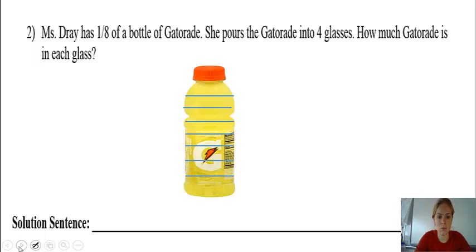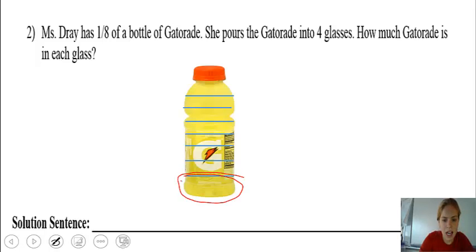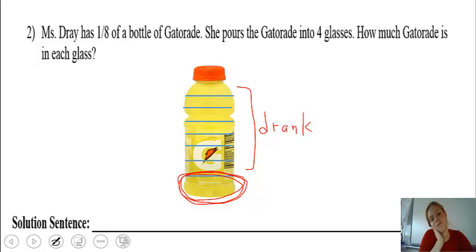Okay. I actually have a Gatorade that's split up into 8 pieces. So really the only amount of Gatorade that I have left is this very bottom 1/8. So I've actually drank all of this. I drank all of that. So it's kind of invisible right now, but it's there for you. So I have 1/8 of my Gatorade. And then I decide to be nice. So here's my 1/8 of a bottle.